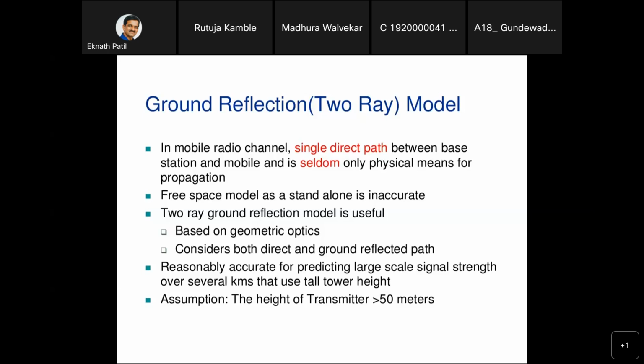So it is reasonably accurate for predicting large-scale signal strength over several kilometers that use a tall tower height. The assumption is the height of the base station is up to 50 meters. That we have to keep in mind.